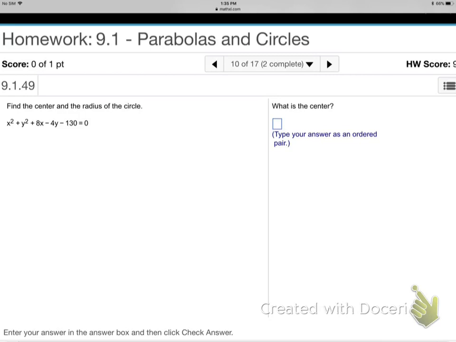Okay. They want me to find the center and radius. Let me write this out. X squared plus y squared plus 8x minus 4y minus 130 equals 0. They want me to find the center and radius. How in the world? It's only messed up looking, isn't it? It's not in the right form. What is the look we need in order to be able to find center and radius?